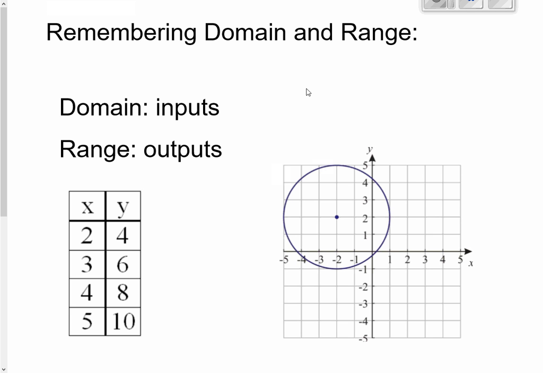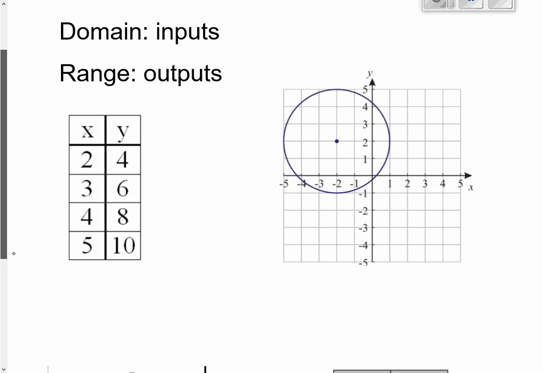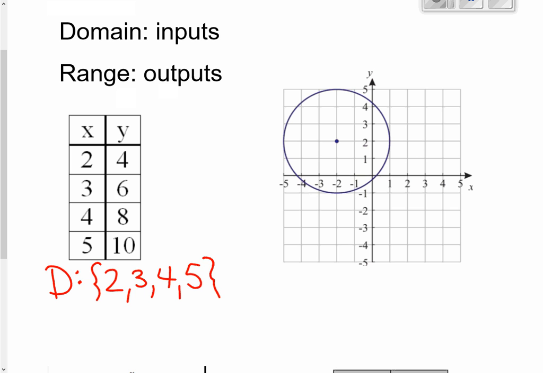Before we get started on this next lesson, let's have a reminder of domain and range. Domain is our inputs and range is our outputs. For example, if we had this table of values and I wanted to state my domain, I would look at all my x values. Remember, we look to our x column, and so our domain would be 2, 3, 4, and 5. And my range, of course, is my outputs, which is my y values, which would be 4, 6, 8, and 10.